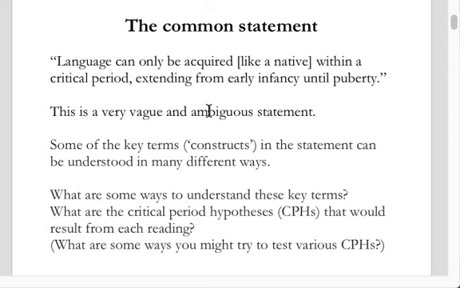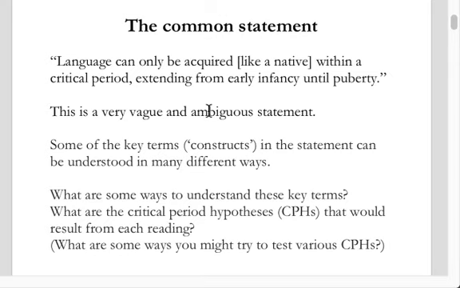Language can only be acquired, and I've added here "like a native," within a critical period extending from early infancy until puberty. So I'm going to take that as a starting point, and note that even though this is in some ways more specific than some of the other statements we just saw, it's still very, very vague and ambiguous. And this ends up being important because we're going to find that actual real researchers doing actual real research have interpreted this in a number of different ways, and that's had very different consequences for both what kinds of questions you're asking in your research and for how you interpret the results of that research.